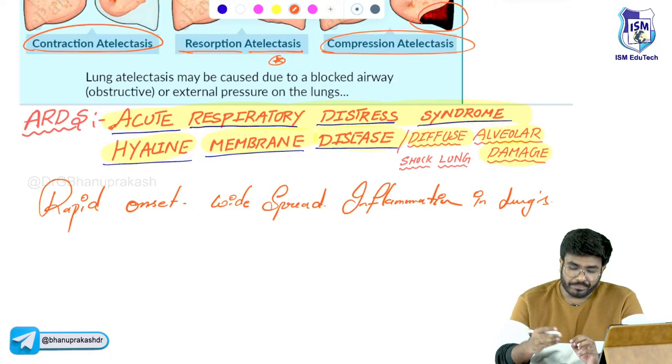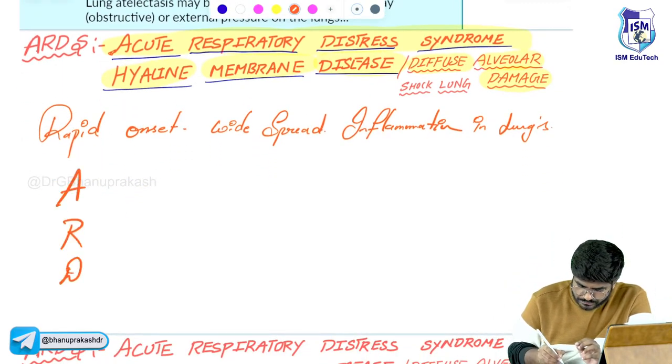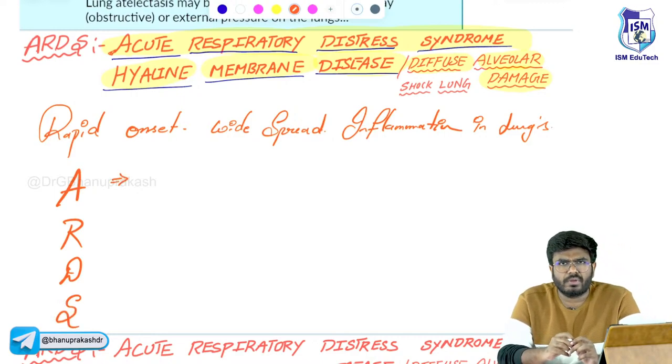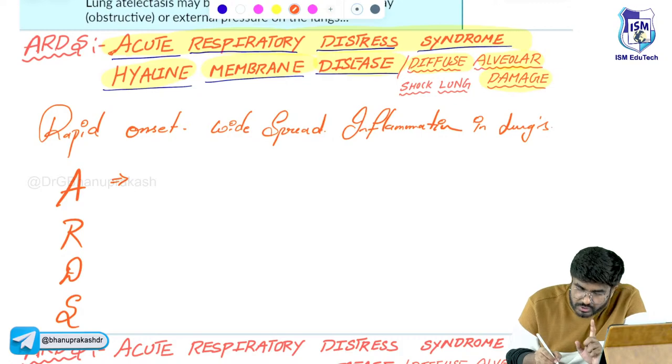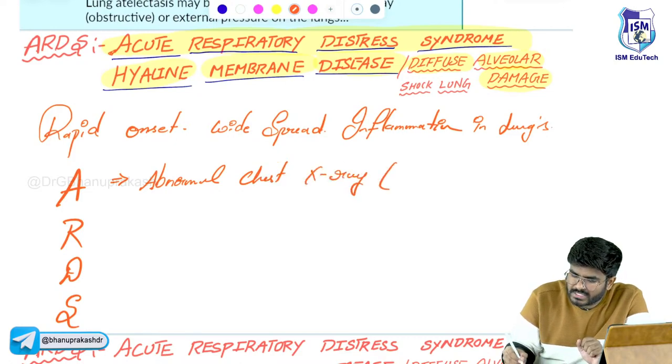Sir, I used to remember it like this: ARDS. See, what does A stand for? Acute respiratory distress syndrome, but the mnemonic: A is for abnormal chest x-ray. If you take a chest x-ray, I will show you how it looks. Abnormal chest x-ray. Now, what will you find in the chest x-ray?